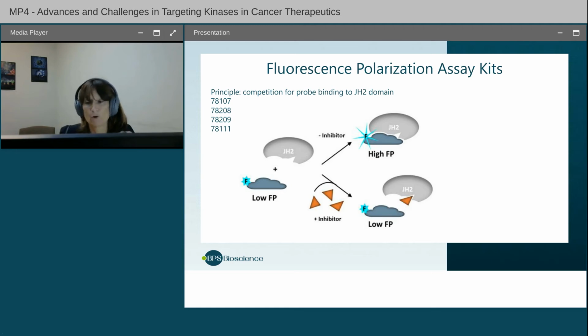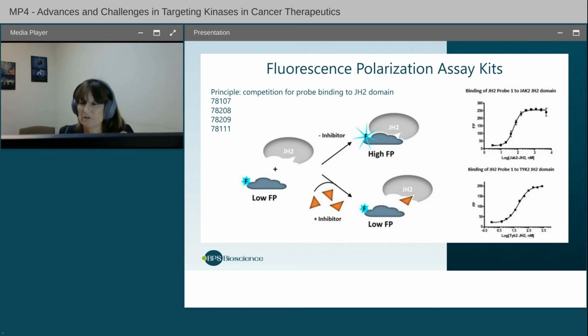So the formation of the complex leads to a higher signal of fluorescent polarization. In the presence of the inhibitor, the small molecule blocks access of the probe, so the probe remains free and fluorescence polarization remains low. So this is indicated here.